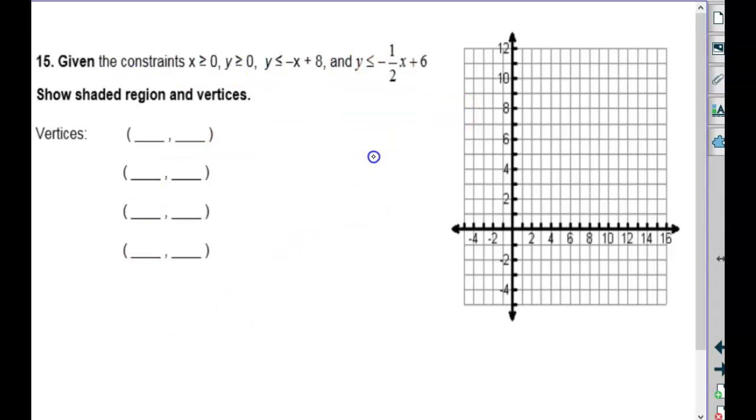You can use your calculator if you want to try to find them on there, but I think if you graph carefully, you'll find them. Otherwise, you can use a matrix, and we'll talk about that.